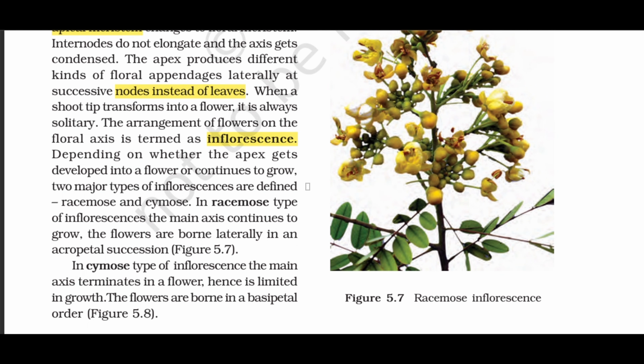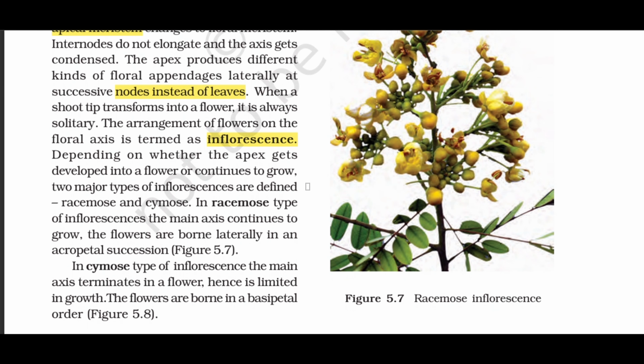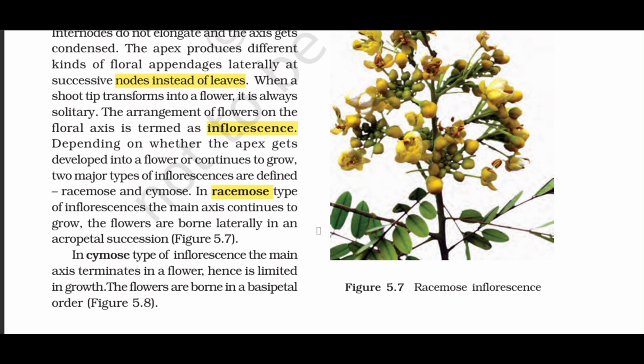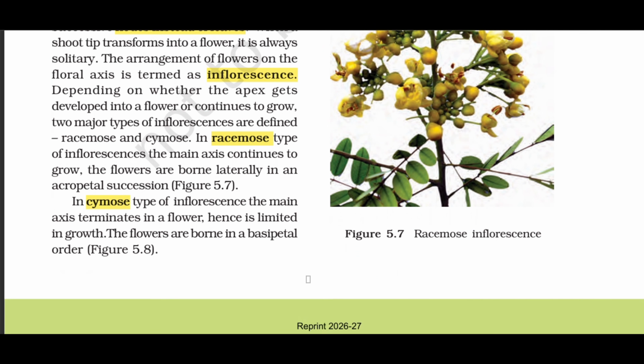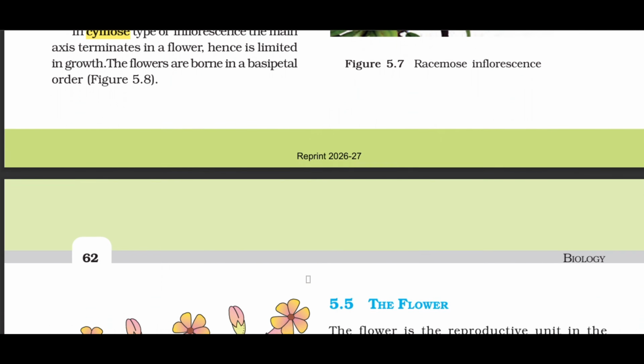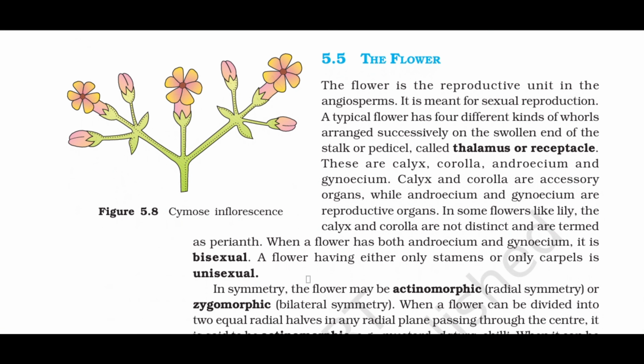Depending on whether the apex gets developed into a flower or continues to grow, two major types of inflorescences are defined: racemose and cymose. In racemose type of inflorescences, the main axis continues to grow. The flowers are borne laterally in an acropetal succession, figure 5.7. In cymose type of inflorescence, the main axis terminates in a flower, hence is limited in growth. The flowers are borne in a basipetal order, figure 5.8.